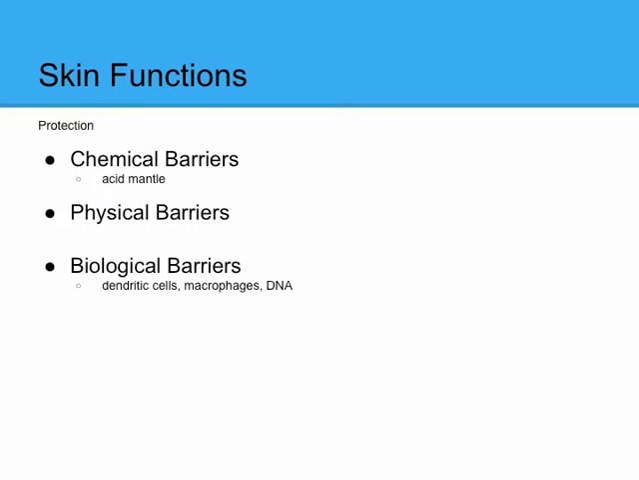Okay, so now we're getting into skin functions, and these are, in my opinion, the main three. Well, it's really one function, and that's the function of protection. There are three protective barriers the skin provides us. The first is a chemical barrier. Sweat and sebum are bactericidal. Skin cells secrete defensins, which are a type of antibiotic that fights bacteria.